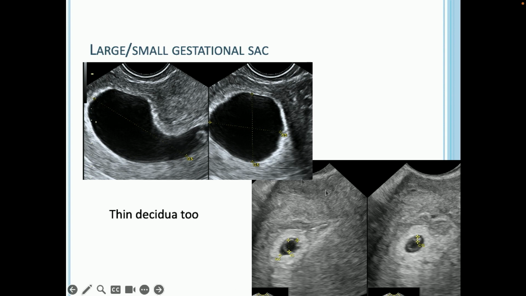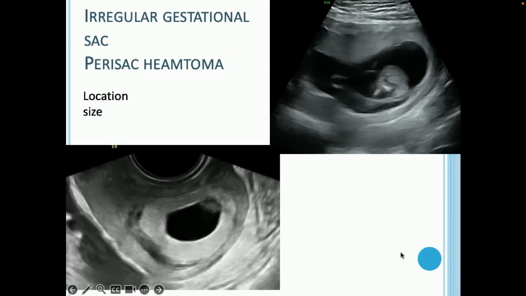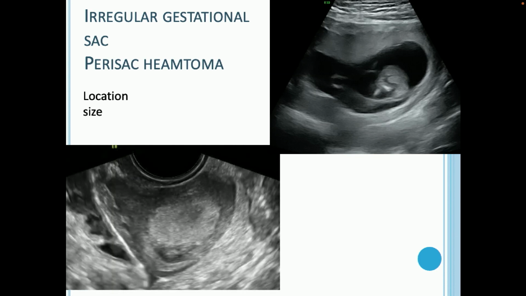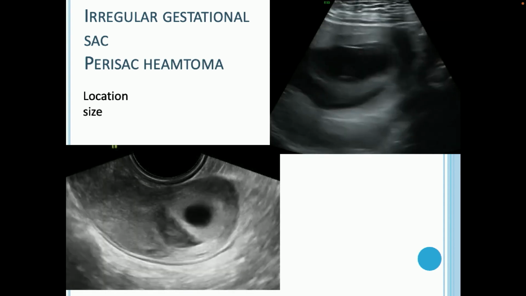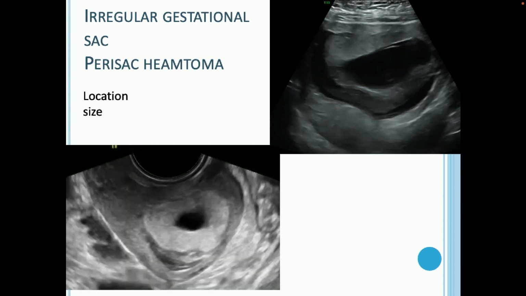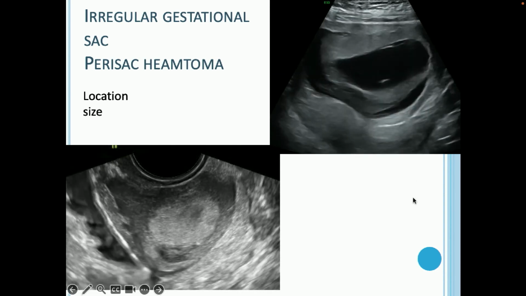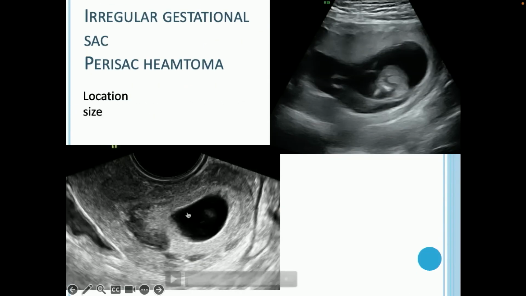Again, quickly, the large gestational sac, the small gestational sac, and that is the perisac hematoma. When you see a perisac hematoma, every time you don't have to get disturbed. Many times it is only the unabated endometrial cavity, and the unabated endometrial cavity may also appear like a perisac hematoma. But when there is an unabated cavity, remember, you will see its continuity with the rest of the endometrial cavity.